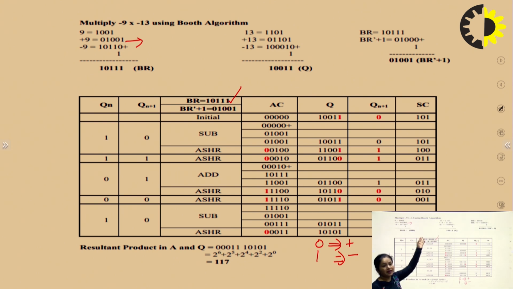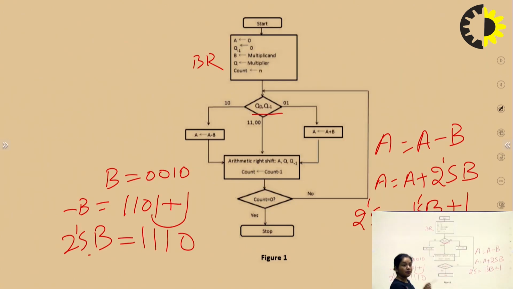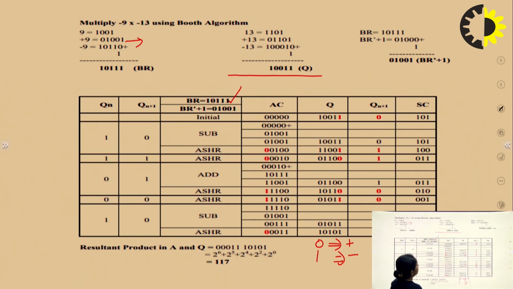So there it is also -13. First we will represent the 13, and that is 1101. 1, 2, 4, 8, 8 plus 4 is 12 and plus 1 is 13. Plus 13 will be 01101. Now take the 2's complement, that will be equivalent to -13. This value will go into Q. As you can see, the multiplier will go into Q. So in the Q, I have transferred the value of the multiplier.